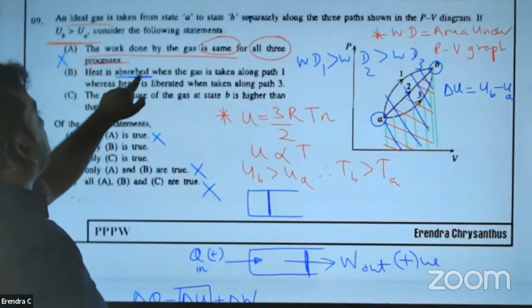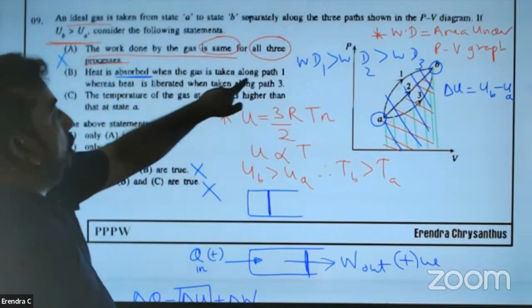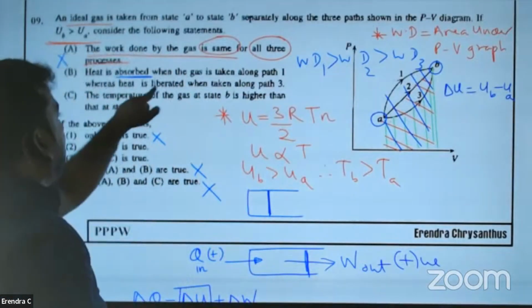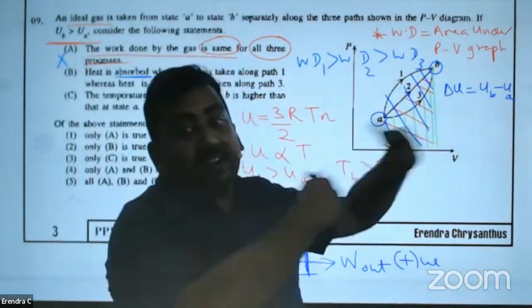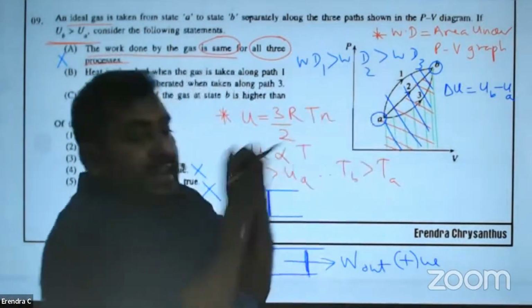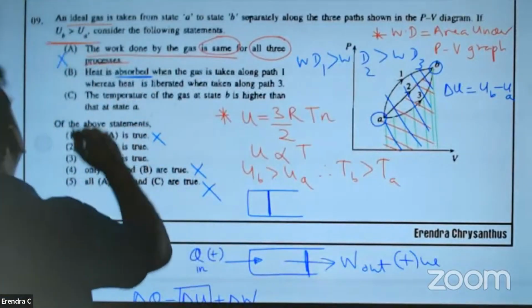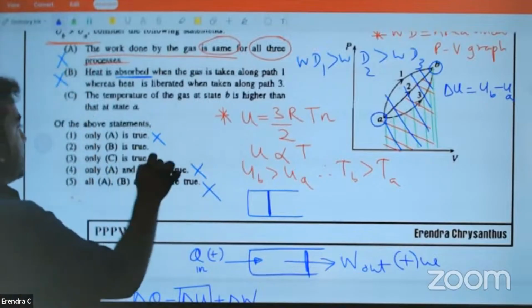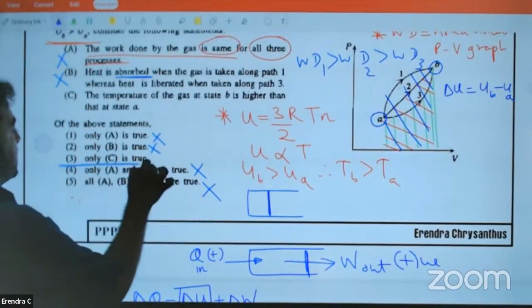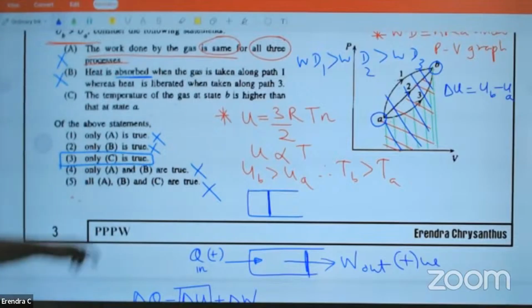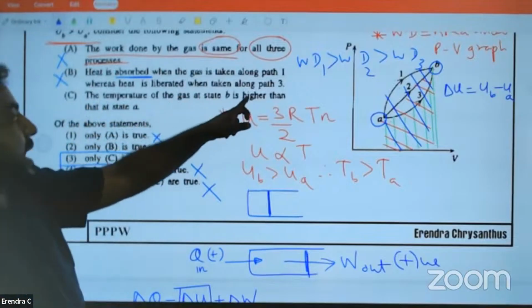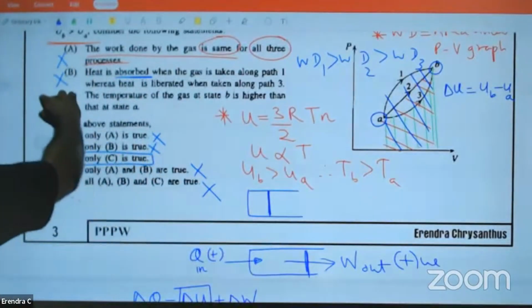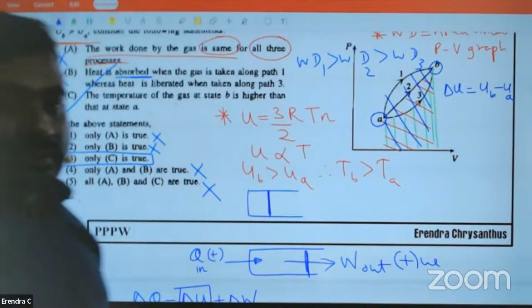Heat is absorbed along path 1. Absorb means taken in. Yes, correct. While heat is liberated along path 3, given out. Wrong, no? In all three it's taking in. Statement B is wrong. Wherever B is wrong, your only obvious answer is answer C. But let's see why. Temperature at B is higher than A. We have found that. That means only C is correct.